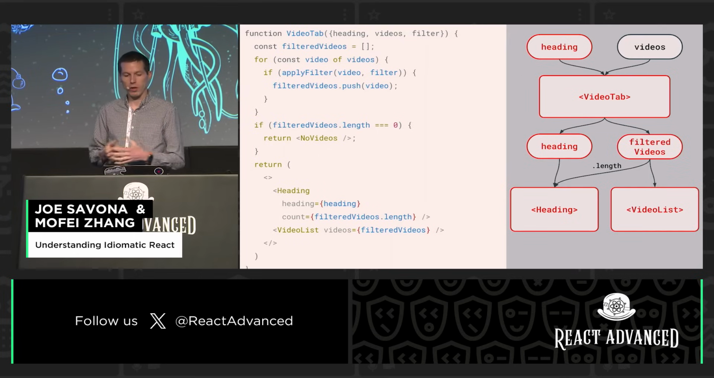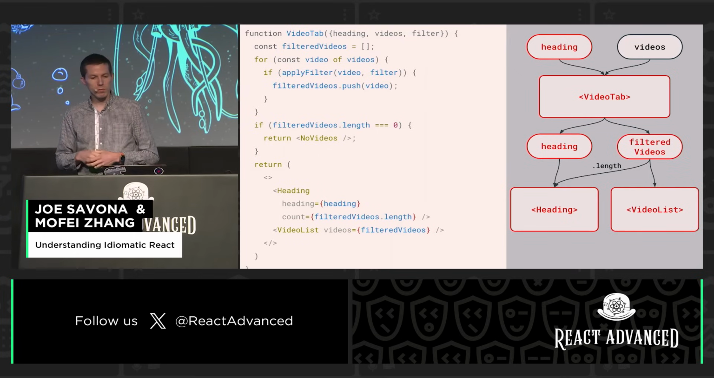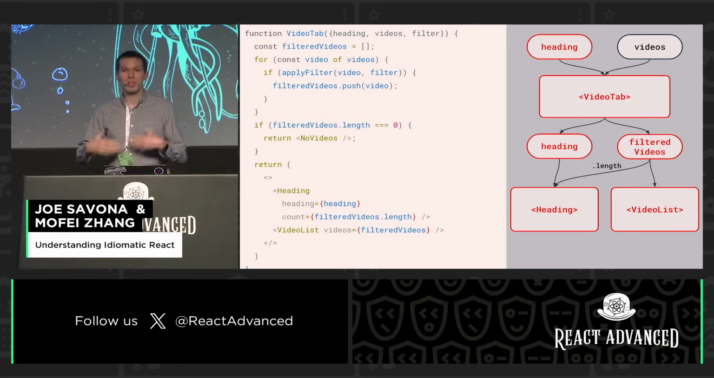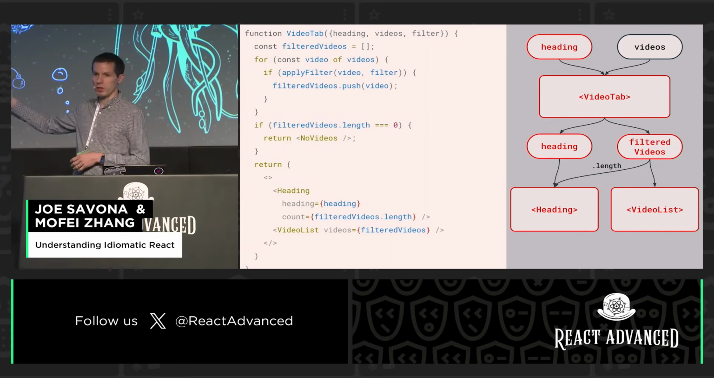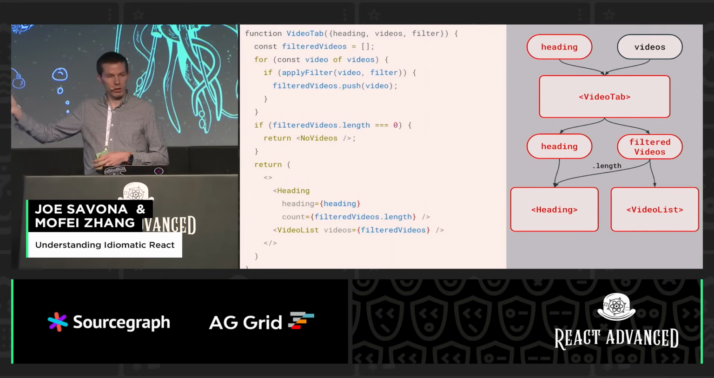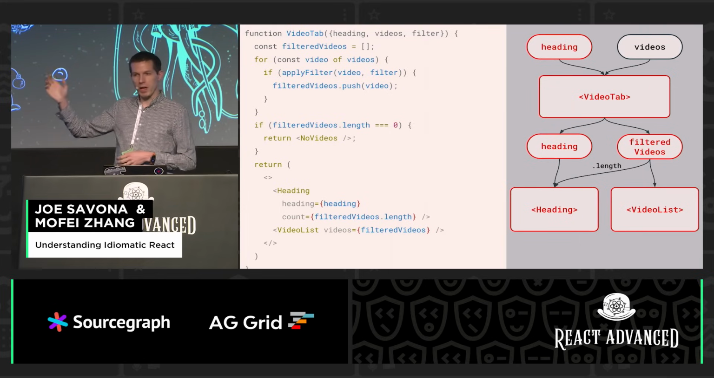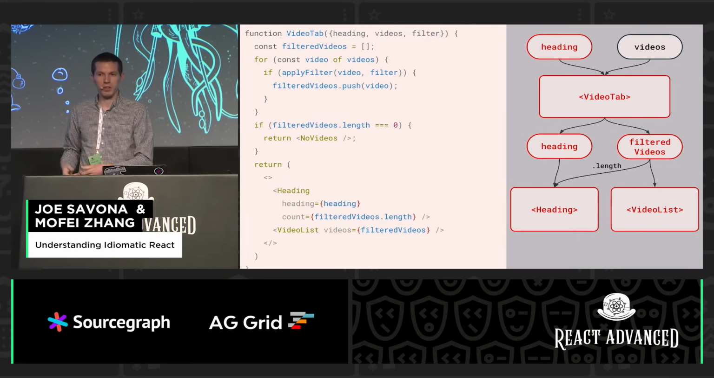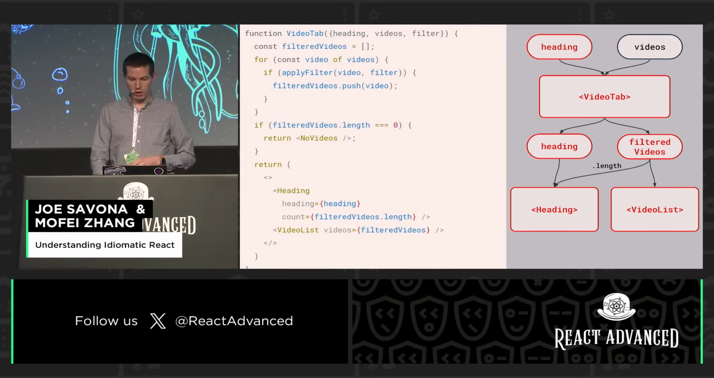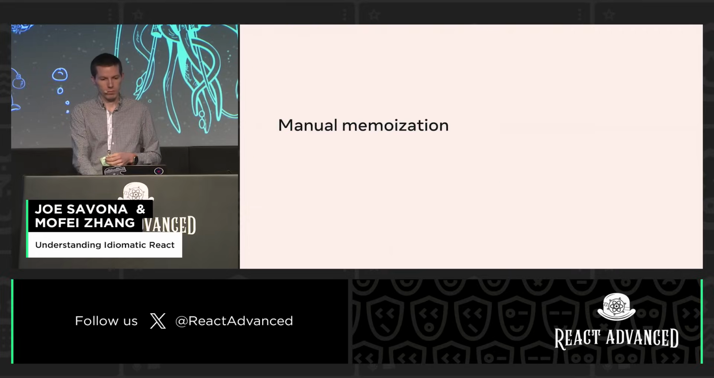But that's not all that happens by default. When our component re-renders, the entire component reruns. This entire function reruns. That means we create a new filtered videos list, and then we pass that to video list, which then also re-renders all the way down the tree. And this will happen all the way down the tree, even though nothing meaningfully changed about the videos.